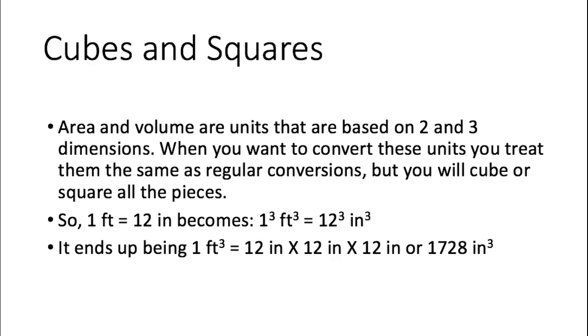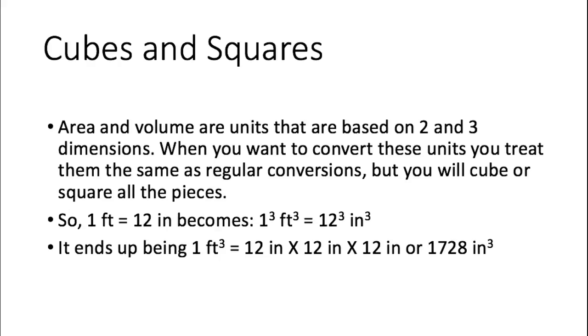So for example, area, volume, those are units that are based on 2 and 3 dimensions. So when you want to convert these units, you need to treat them the same as a regular conversion, but you will need to cube or square all the pieces. So for example, if we're dealing with 1 foot equals 12 inches, then if we wanted to have cubic feet, then 1 cubic foot would equal 12 cubic inches. So it ends up being that 1 cubic foot is like saying 12 inches times 12 inches times 12 inches, or is 1,728 inches cubed.